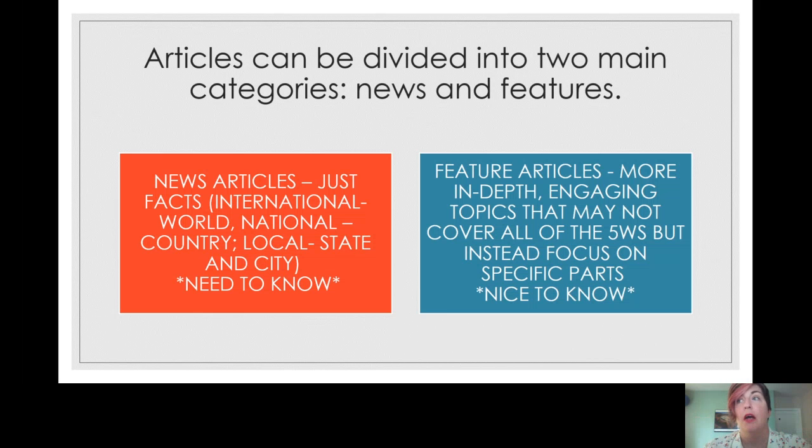people. So updates with the COVID-19, those are news articles, things that we need to know about, any changes we need to make. If there are strong storms coming our way, those are things we need to know for safety purposes, okay? So you have news articles, and you also have feature articles.